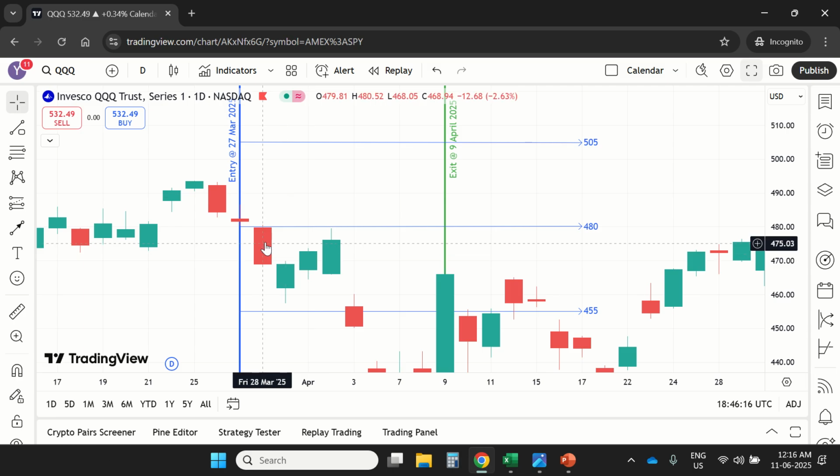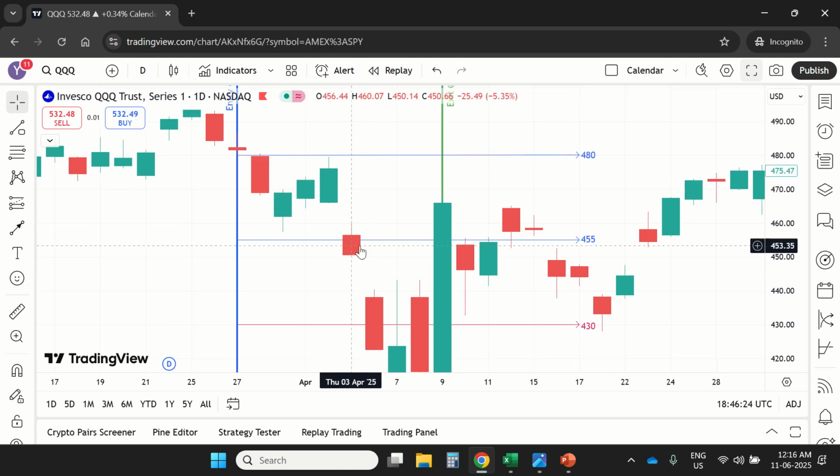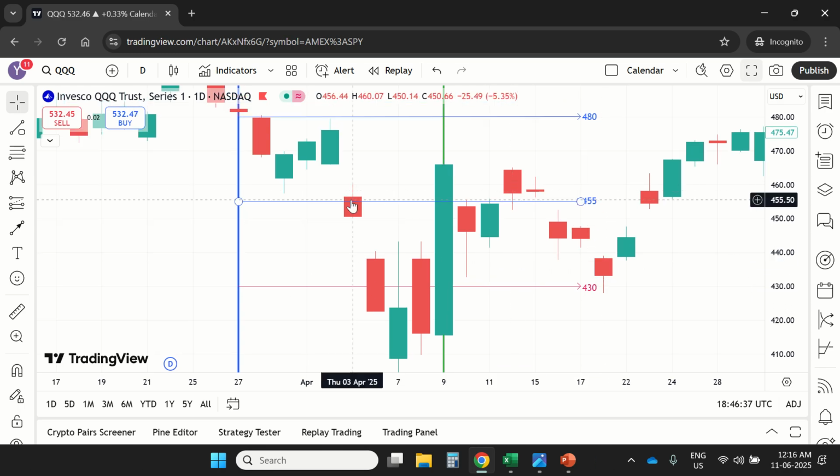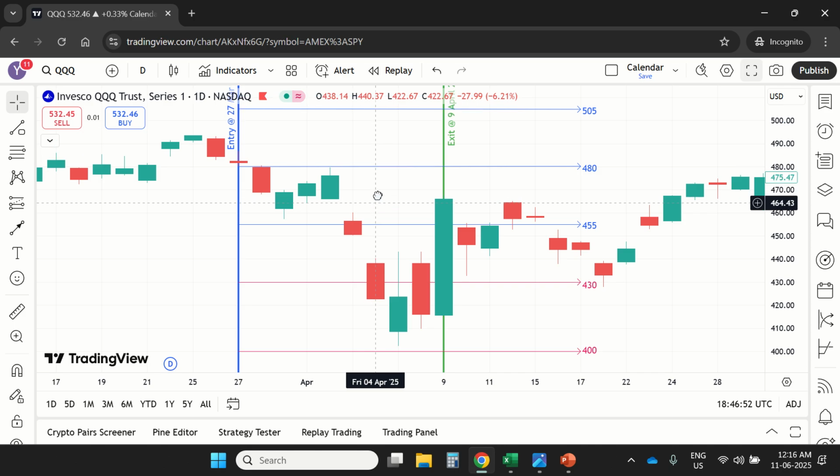After a few days, QQQ fell down and went up again, and then it started falling drastically. On 3rd of April it breached my lower calendar. Then I had to adjust it, and that day I bought another calendar, a 430 put calendar, because whenever it breaches and closes below my lower calendar, I have to buy another calendar. I will show you in the Excel sheet how I chose 430 there. And on the next day it was falling again, so you can see QQQ was falling very drastically.